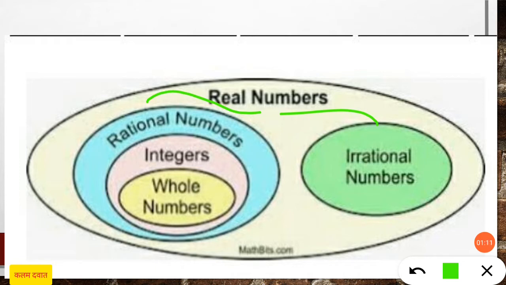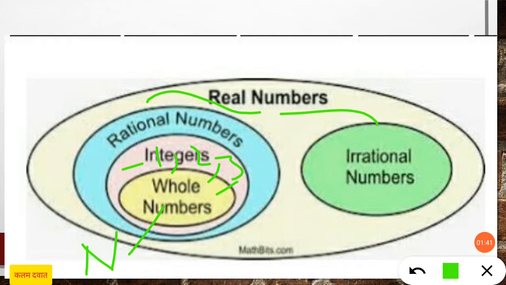Integers are also included in rational numbers. All integers are rational numbers. In the set of whole numbers, we have natural numbers too. If we exclude 0, they become natural numbers. If we include 0, they become whole numbers. And when we include negative integers, -1, -2, -3, they all are said to be integers.